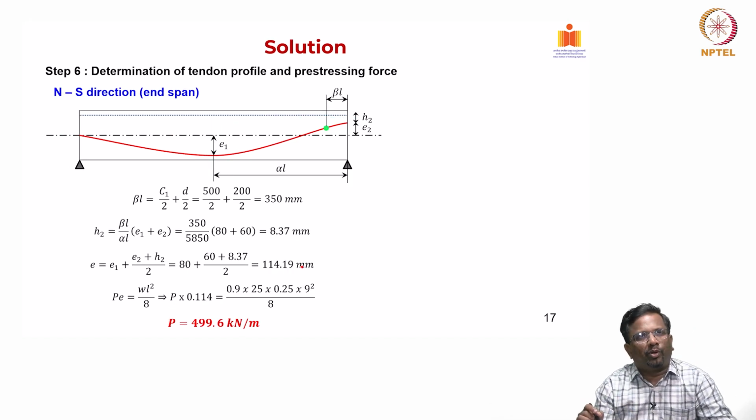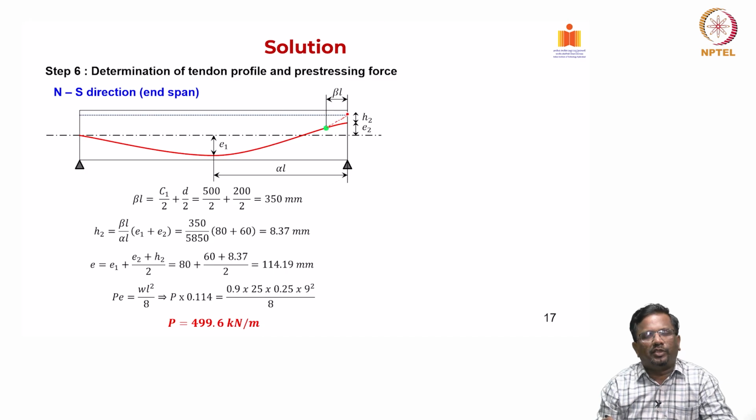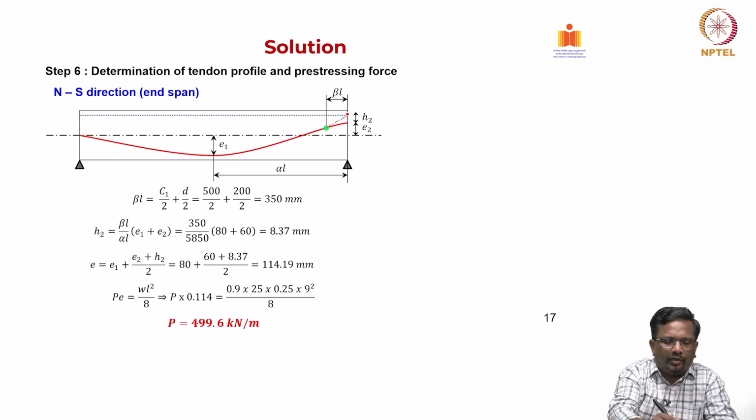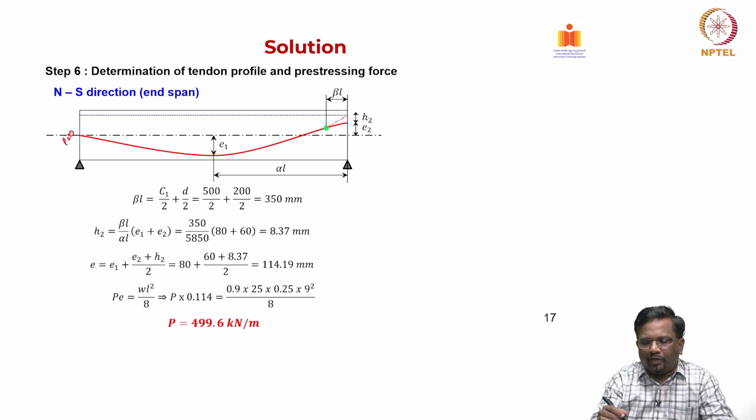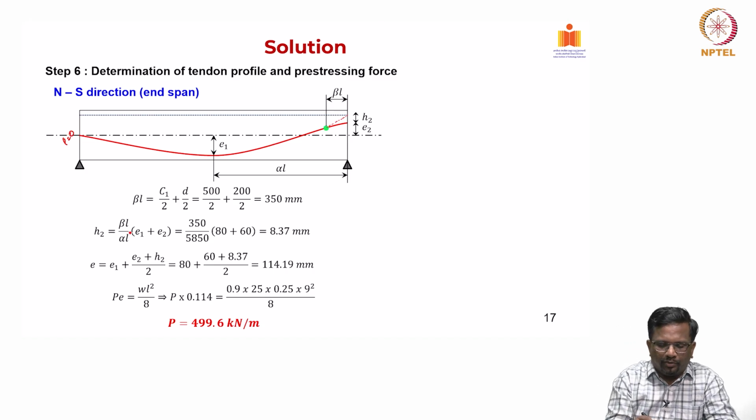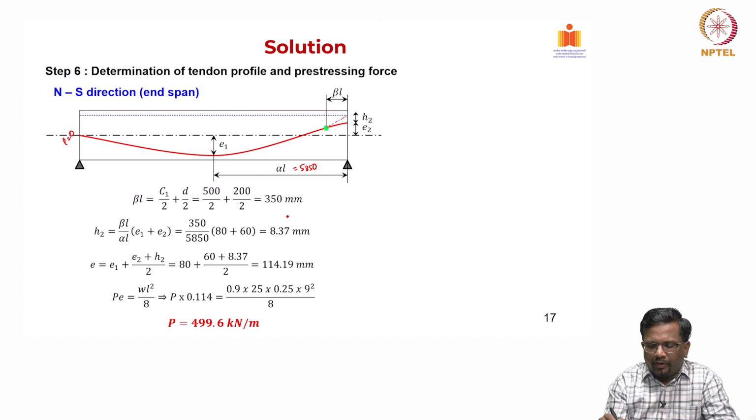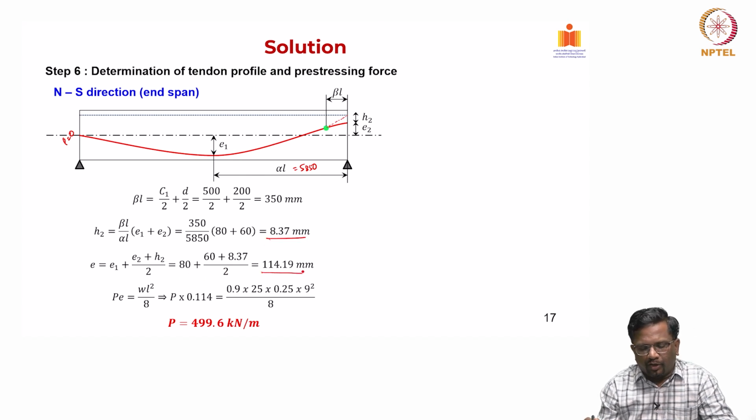We continue the same process now for the north-south direction in the end span, right. Again we do the calculation and find out what is H2. In the end span, the eccentricity is 0. So, the drape will be equal to E1 plus E2 plus H2 by 2, and H2 is beta L by alpha L times E1 plus E2. You plug in the numbers. That works out to be 5850 here, right, for the end span. If you substitute that, you get H2 as 8.37 and eccentricity as 114.19 millimeter.